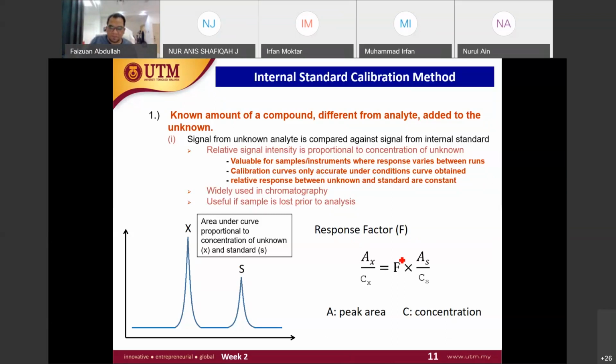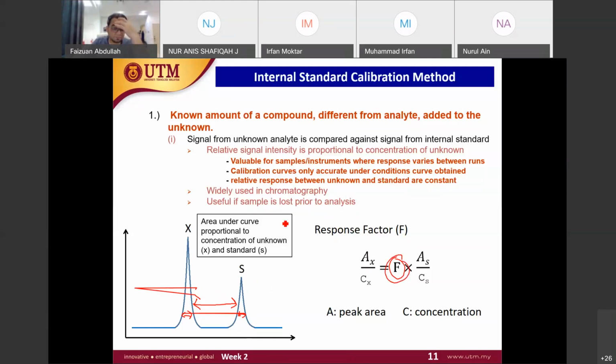So what is the constant factor? Okay, the constant factor is here. For example, the distance between these two peaks, and also the peak area. Different, meaning that we increase the concentration, and the factor remains. Okay, this is widely used in chromatography and useful if sample is lost prior to analysis.